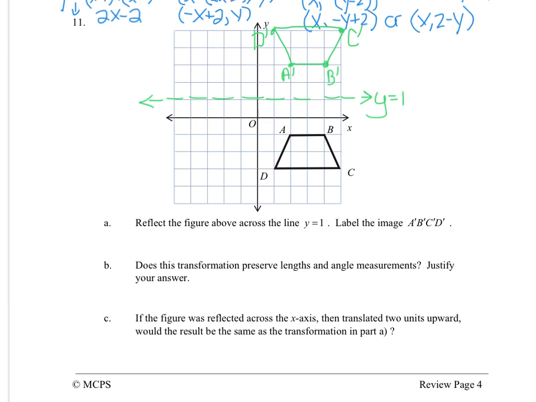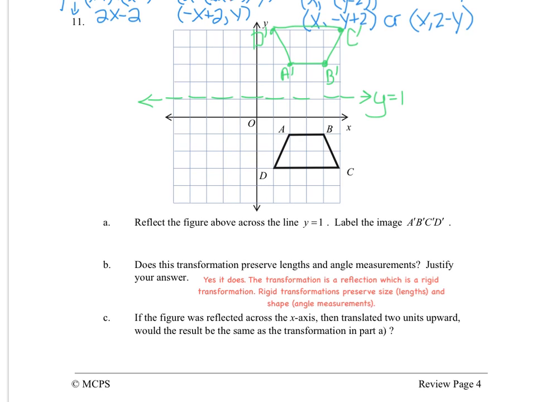Part B says, does this transformation preserve lengths and angle measurements? Justify your answer. Well, we know that we did a reflection, and a reflection is a rigid transformation. Therefore, we know that it preserves lengths and angle measurements because rigid transformations preserve size and shape. So again, the transformation is a reflection, which is a rigid transformation. Rigid transformations preserve size, so that means the length between 2 points, and shape, which means the angle measurements.